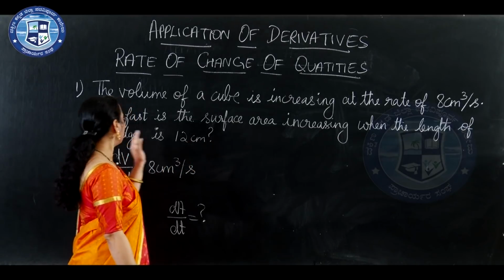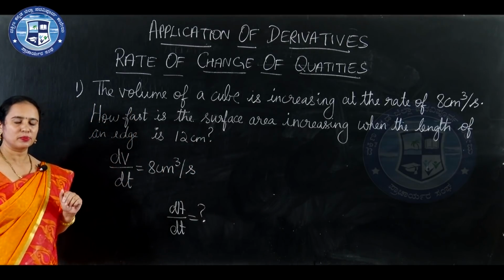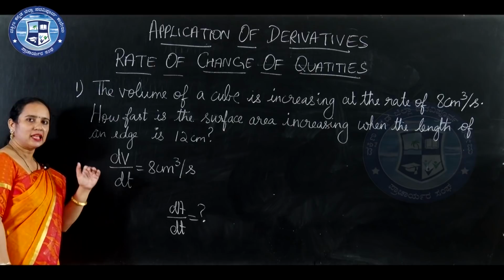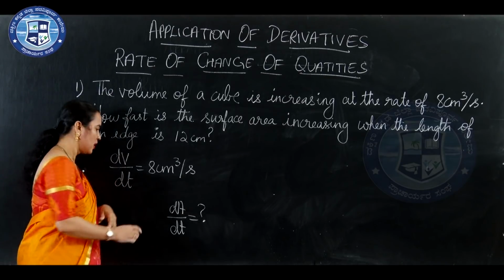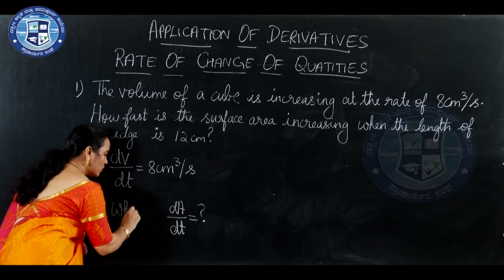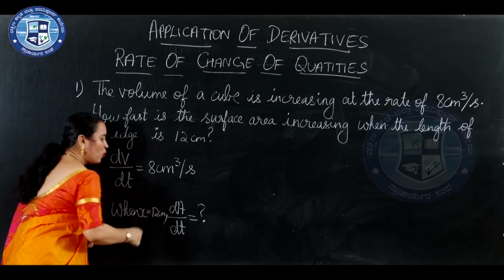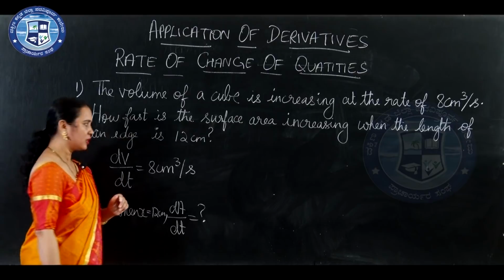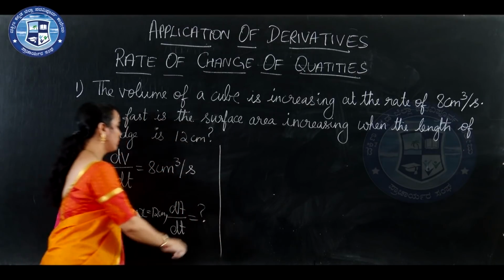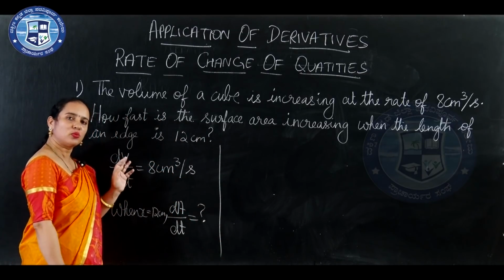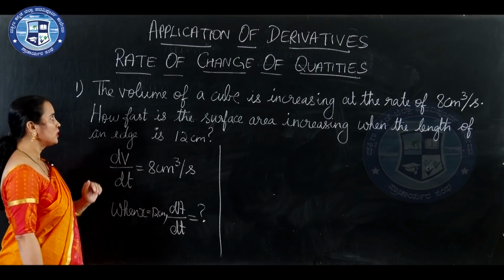When the length of an edge is 12 centimeter, we will take that edge length as x. So, when x is equal to 12 centimeter, what is dA by dt? So, you have to find this. They have given change in volume, so let us start with the volume.